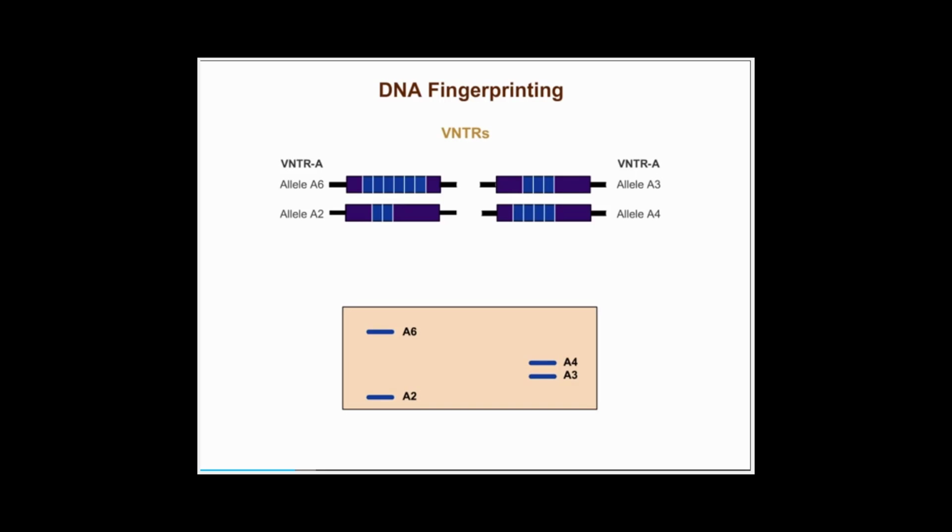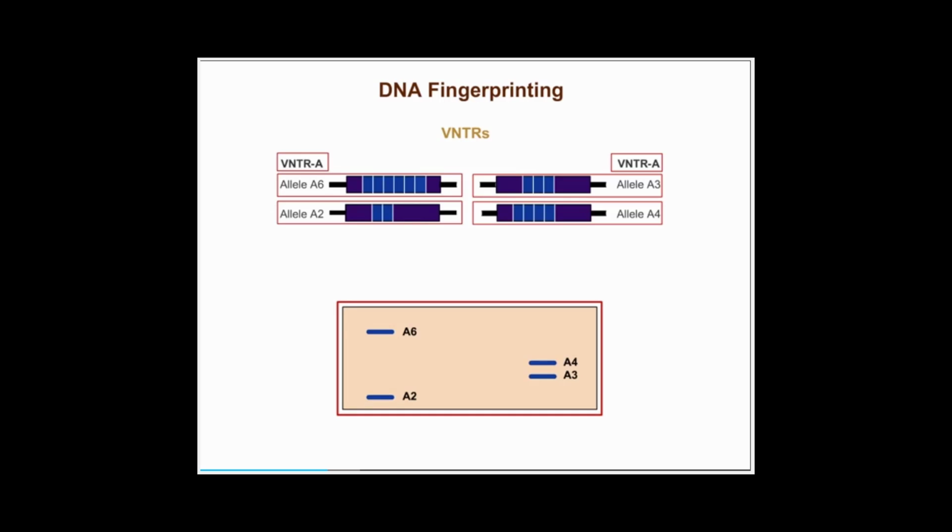A single VNTR site may have dozens of alleles, making it likely that an individual will have 2 different alleles for a given VNTR. The VNTR here, designated VNTR-A, comes in multiple alleles. One individual carries alleles A6 and A2, and another carries A3 and A4. When the DNA from these individuals is digested with restriction enzymes, electrophoresed on a gel, and southern blotted, the pattern of VNTR alleles can be seen.